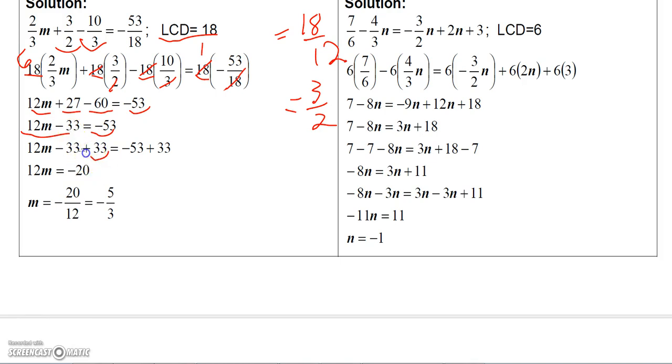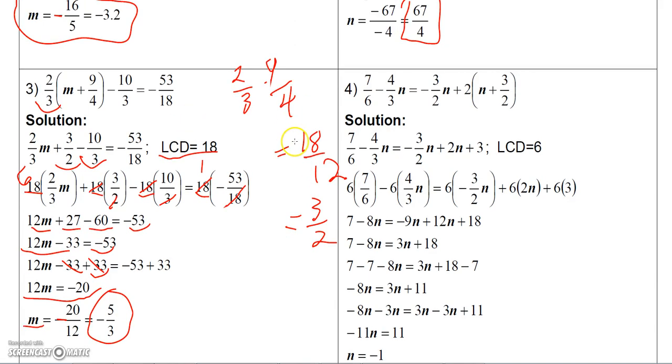If I add 33 over here, it'll just cancel the minus 33. And if I add 33 over here, negative 53 plus 33 gives me negative 20. And then, again, I didn't show you the division here, but all you have to do is divide both sides by 12, and you get m equals negative 20 divided by 12, which is the same as negative 20 over 12. And then you can reduce that. If you divide the top and bottom by 4, that's actually negative 5/3. So that's negative 5/3 or negative 1 2/3.